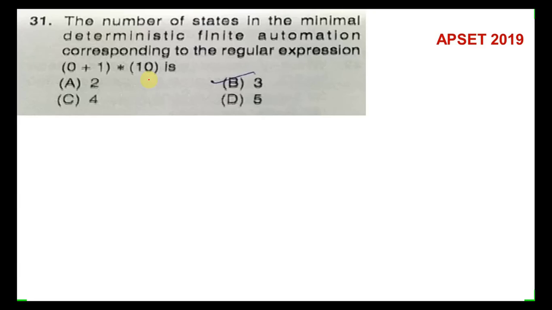Okay, so for this one, first we have to draw the DFA diagram, and then we have to find out what the final states and non-final states are in this DFA diagram. If you observe here, it can generate strings which may have any number of zeros and ones, but must end with 1 0. So we can draw the DFA like this.